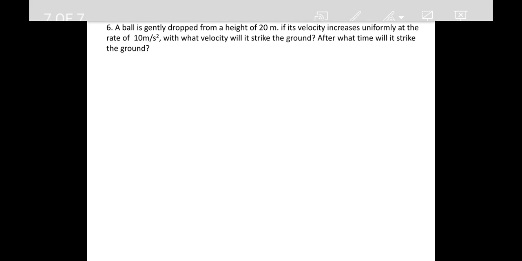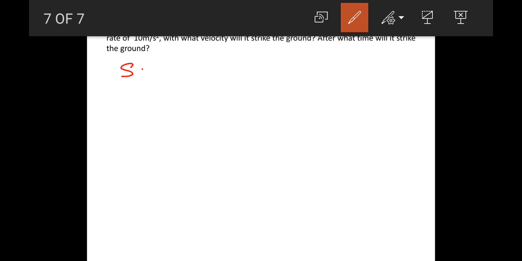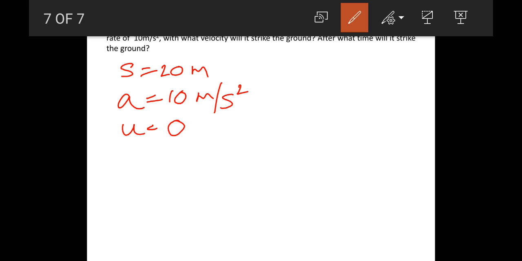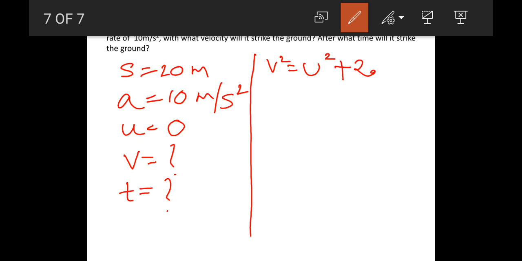Okay, now let's start. We will write first what things are given. So height, that is s or h, is 20 meter. Your acceleration is 10 meter per second square. Because the ball is dropped gently, initial velocity u is 0. It is dropped starting from rest position. So first you have to find v, with which it is going to hit the ground, and the time it is going to take to reach the ground. So if you see the given quantities, which equation you are going to use to find v? Last one, because you don't have time. So last equation is your v square equal to u square plus 2as.